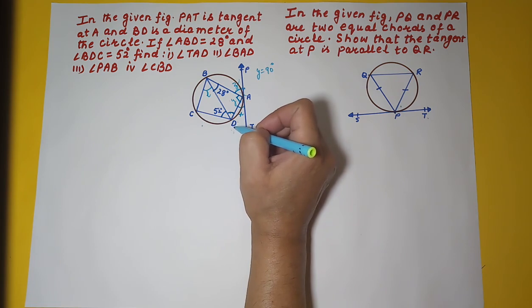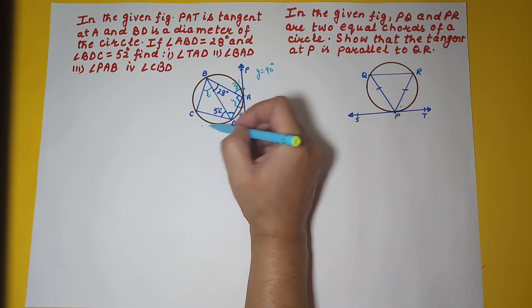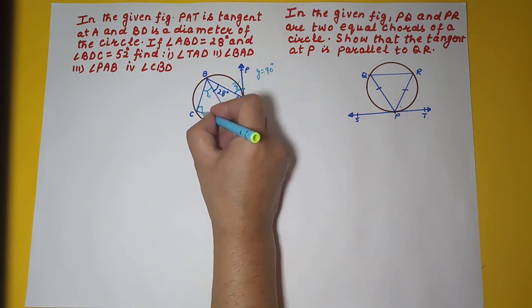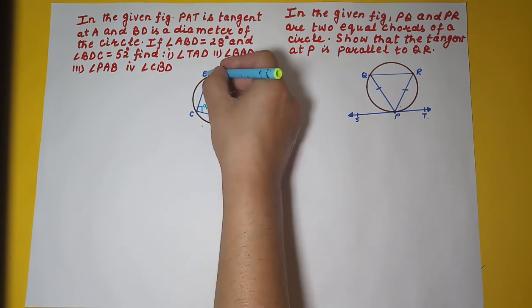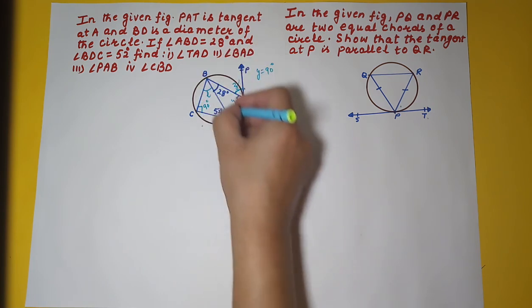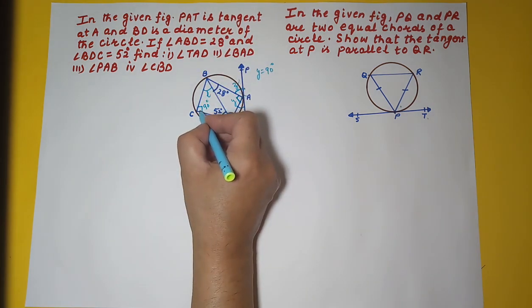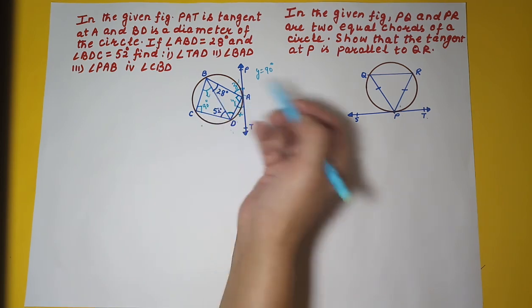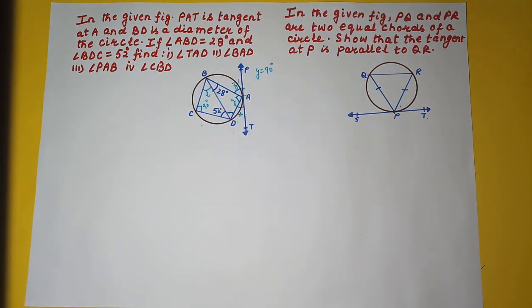So PAB is done. BAD we have already found. Now we have to find CBD. In order to find CBD, we have again this angle as 90 degrees, because BD is the diameter of the circle, this is the angle in the semicircle. We have this angle, we have this angle, we can calculate M. Right? Okay. Now let's write this.